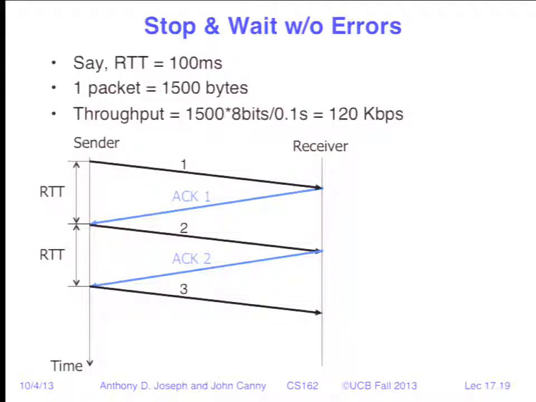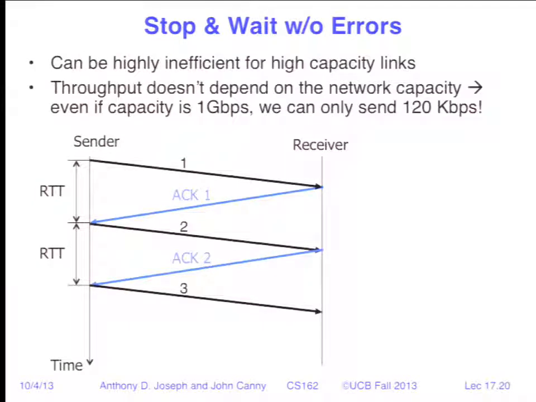Now, how fast are the links here? I didn't say, right? Because it doesn't matter. And that's the problem. These links could be 1 gigabit links, they could be 40 gigabit links, and we're only going to get 120 kilobit per second out of those links. So that's not very good. We obviously want to do better. But this is a simple protocol just to explain how this works.